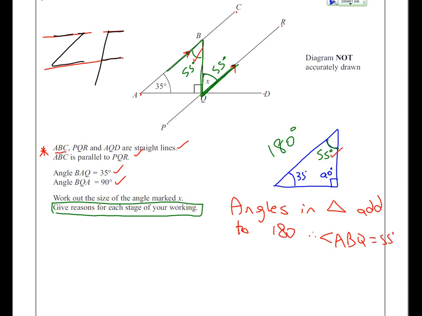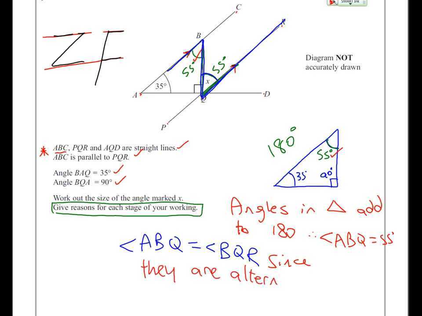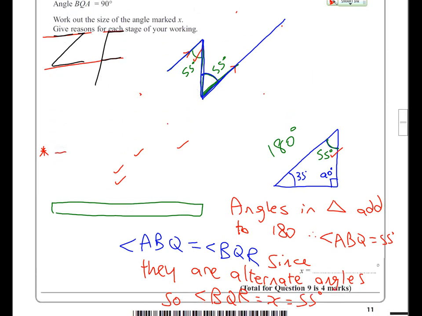Our next stage in our working out was to know that these are the same. Now, Z angles are called alternate. So we can write angle ABQ equals angle BQR. The way I'm doing this is thinking, when I want an angle, I just go, in this case, B to Q to R, and the angle inside is what I'm talking about, since they are alternate angles. Therefore, angle BQR, which is what we wanted, the one marked X, is 55 degrees. Job done, and we've given our reasons as well. And that is worth 4 marks.